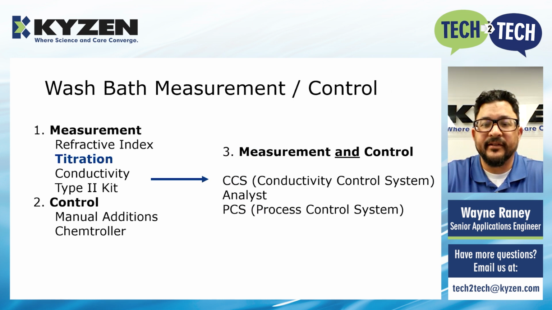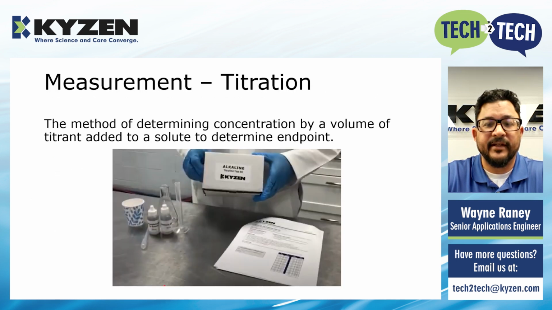The next manual method to measure concentration is by way of titration. The titration test kit is offered by KYZEN. It contains some of the items in this picture, and you'll be able to determine the concentration by adding a titrant to a solute until you see a color change or an endpoint. We offer 3 types of kits: the alkaline, acidic, and neutral titration test kits.